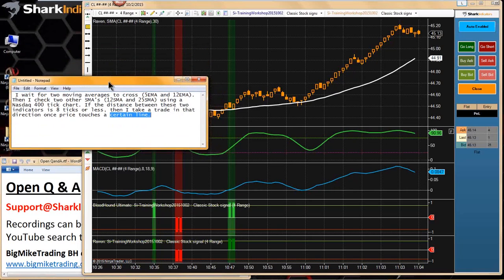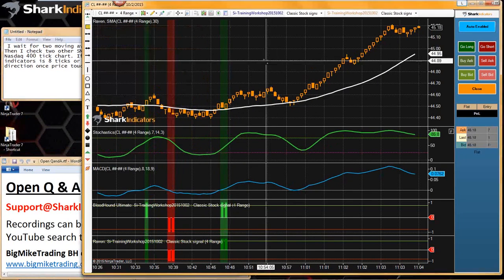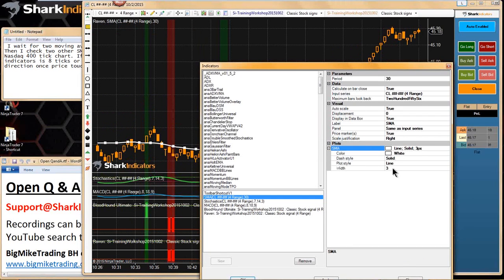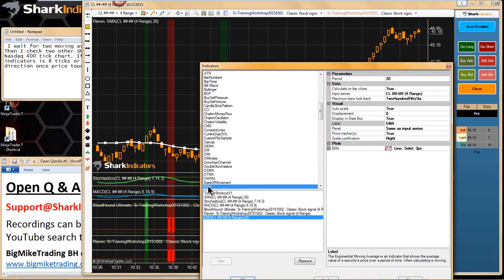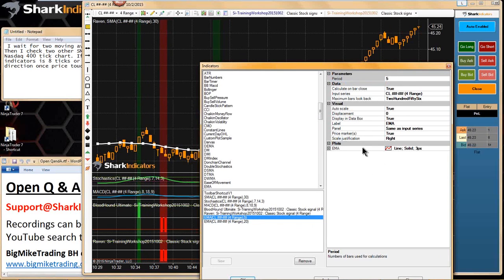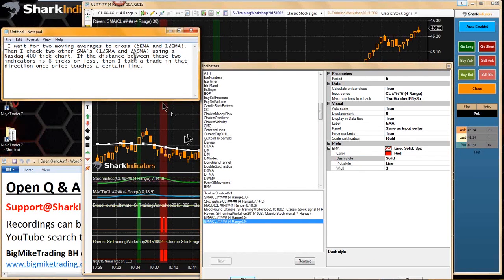So while David is looking for some kind of indicator that approximates this certain line, I'm going to start adding my moving averages onto the chart here. All right, so let's get the EMA 5 and 12 on here. And next, I'm going to get the SMA 12 and 25.